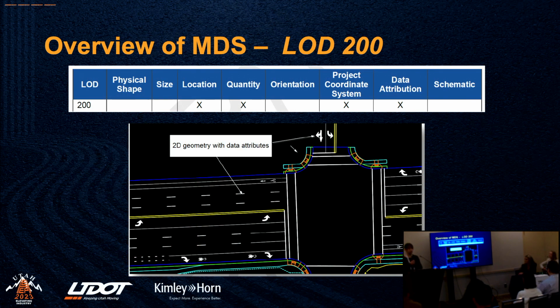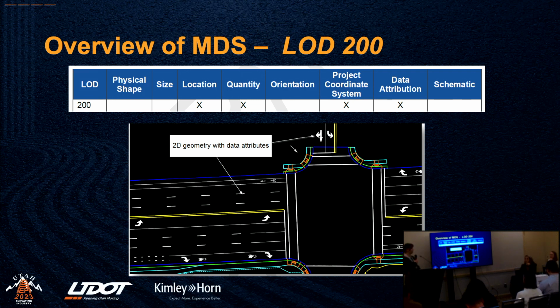LOD 200 is a step up from that. This example is striping, so it has the location correct. You can get quantities from it. It's tied to the project coordinate system. It's got some data attributes, but there's still probably no 3D information, and you're going to need some other outside sources to actually construct this. For striping here, we don't have any elevations. It's just 2D, and then you'll need additional information if you're laying out these stripes.